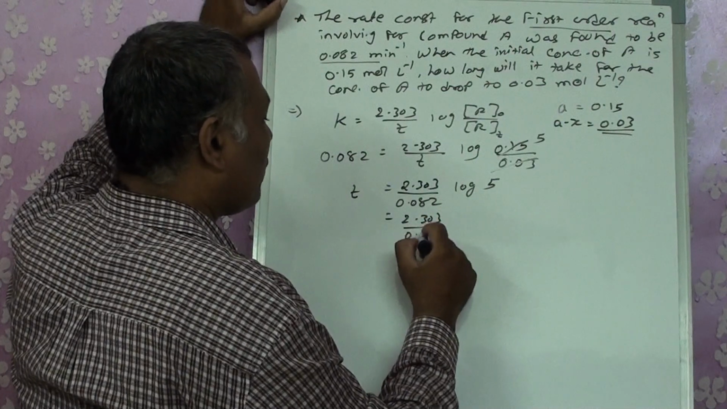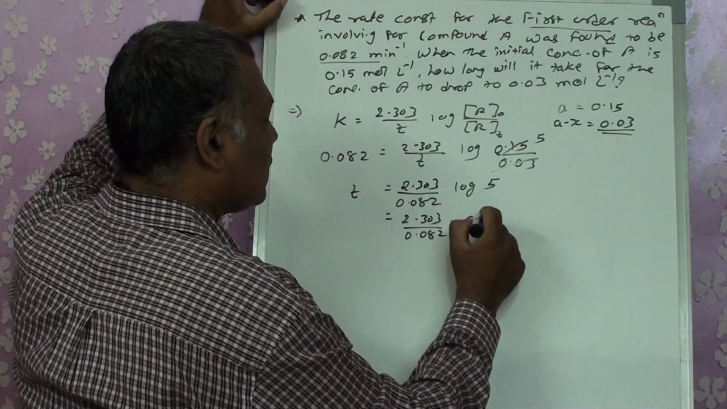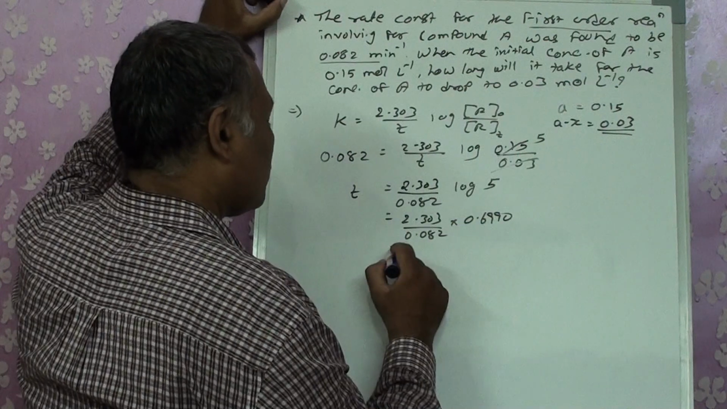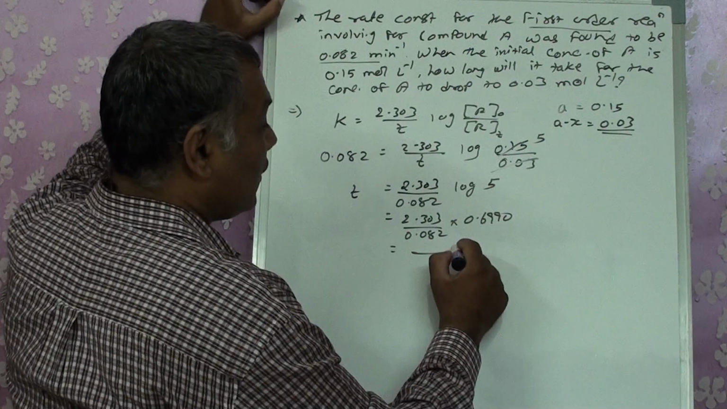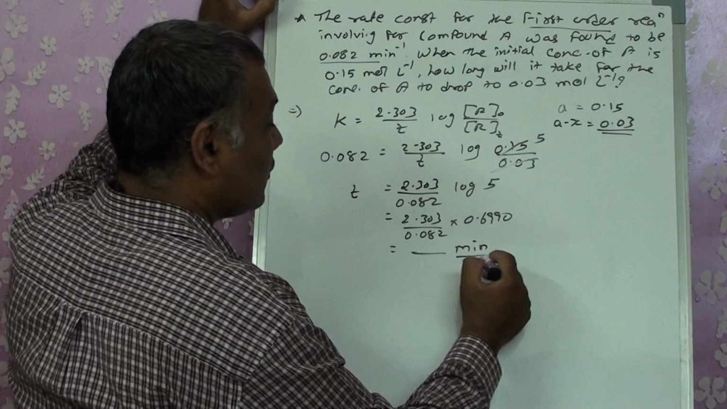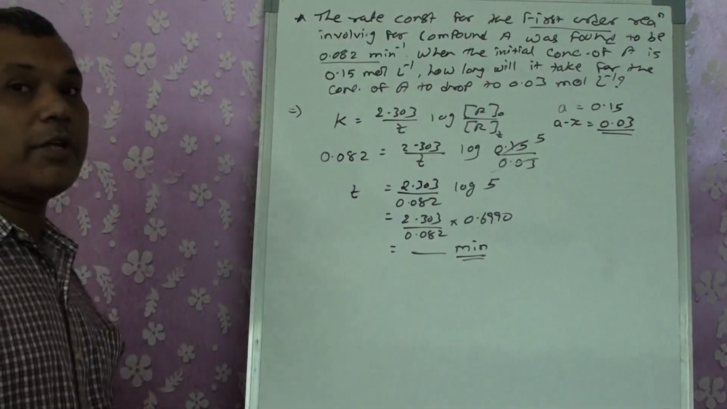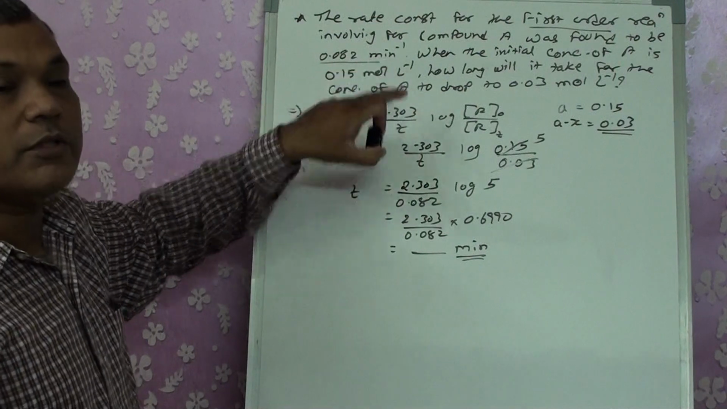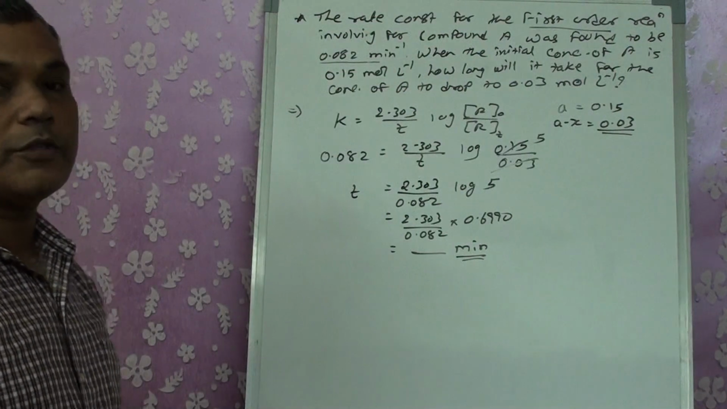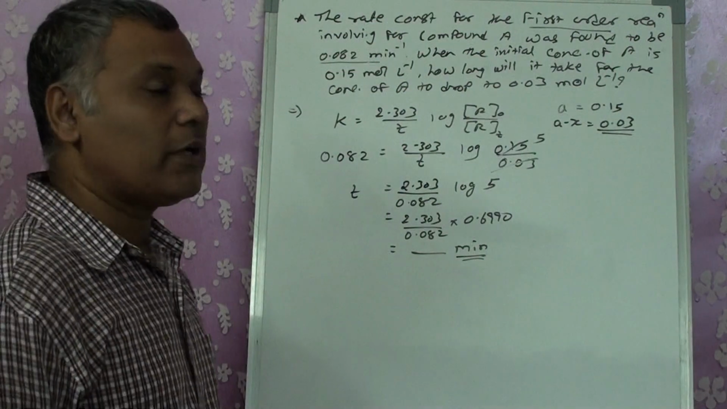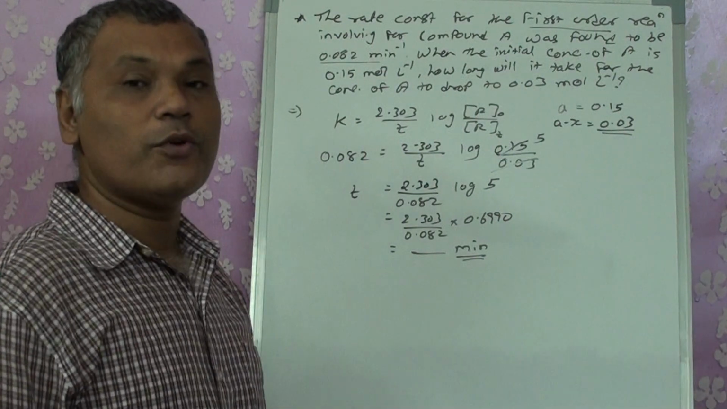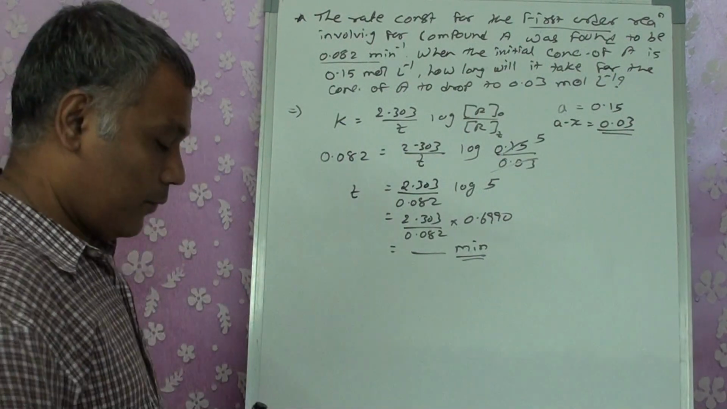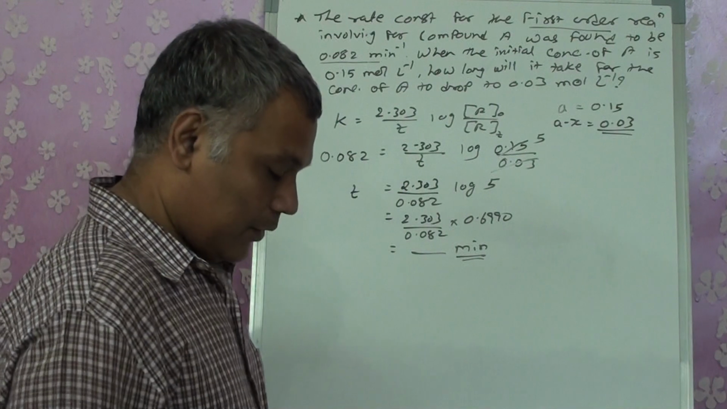The value of log 5 you can get from the log table. It's 0.6990. So calculate it, and be careful with the unit. It's not seconds, it's minutes, because the rate constant is given to us in terms of minute inverse. So the time we will get is in terms of minutes, right? Okay.